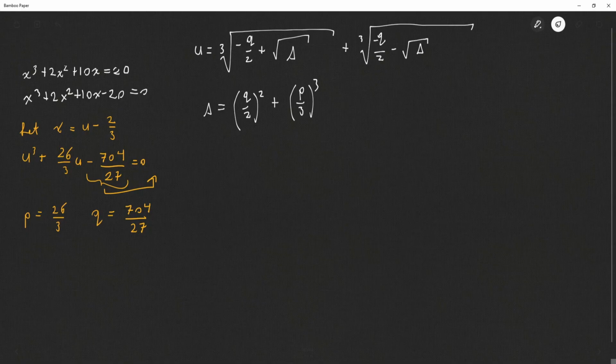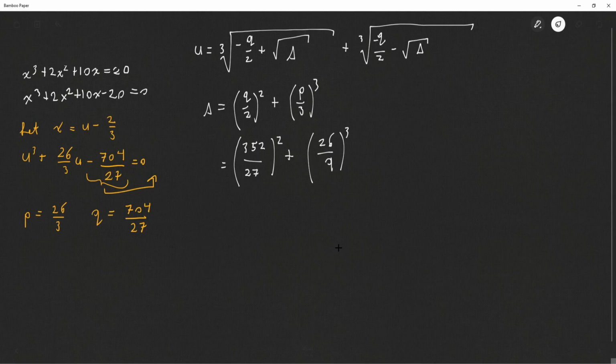So now we already know what our values for p and q are, so we're able to just plug them in, which is going to be 352 over 27 all squared plus 26 over 9 all cubed. Now you could solve these separately, or you could just put it all in your calculator to give us the final answer, which is going to be 5,240 over 27.